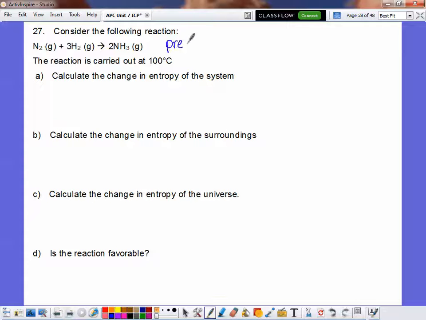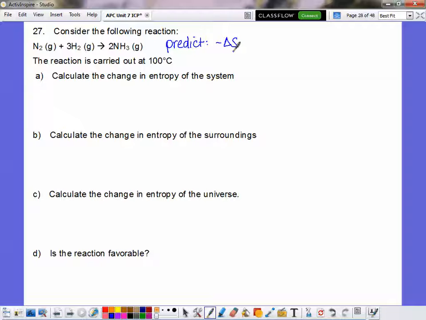So the prediction here, we should see a negative delta S, okay? Synthesis reactions are always going to be decreasing the entropy because you're going from multiple things down to one. Decomposition reactions would be the opposite, going from one thing breaking down into multiples. Double replacement and single replacement really depend on the coefficients on the substances and the states of matter. Combustion's typically going to be an increase in entropy as well.